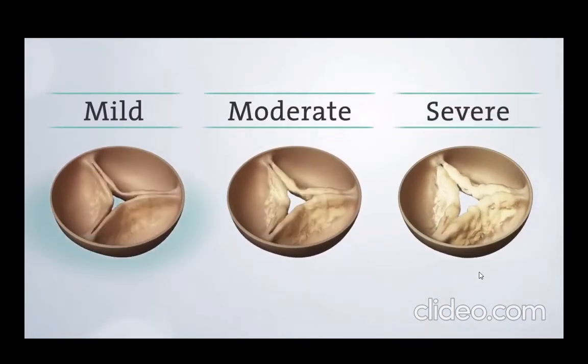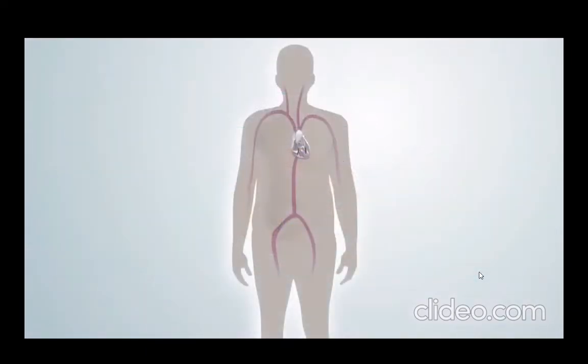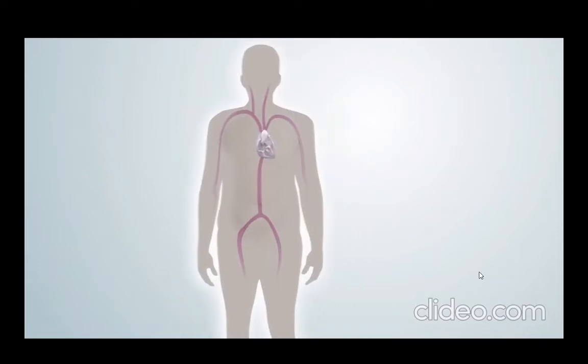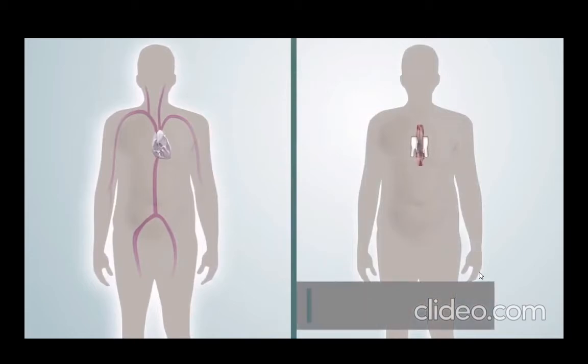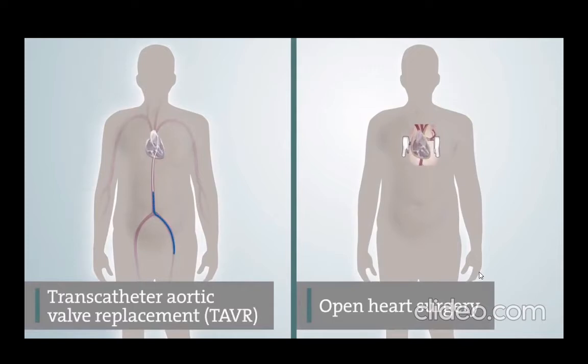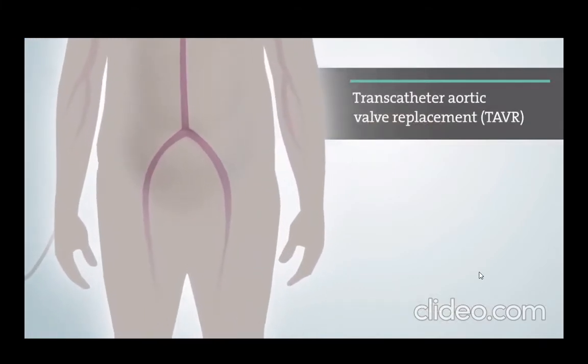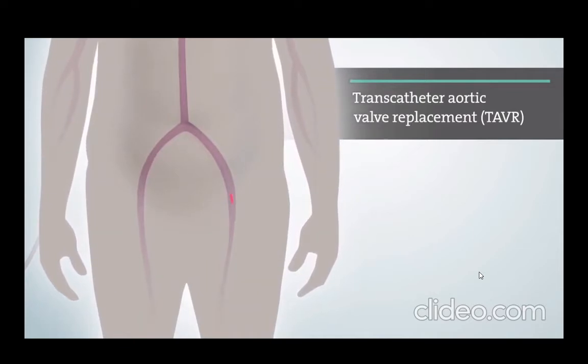It's typically measured as mild, moderate, or severe. The only effective treatment for severe aortic stenosis is to have your aortic valve replaced. Today, there are two options for replacement: open heart surgery or less invasive transcatheter aortic valve replacement, also known as TAVR. During the TAVR procedure, you may be placed under anesthesia. Once under anesthesia, a small incision will be made in your leg, where your doctor will insert a short hollow tube called a sheath into your femoral artery.